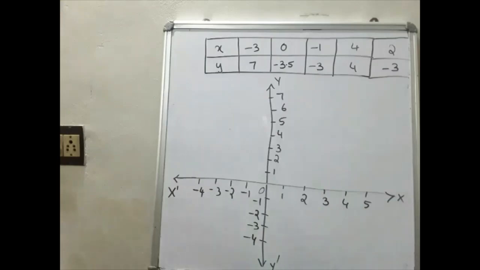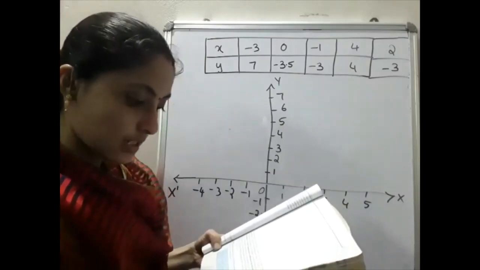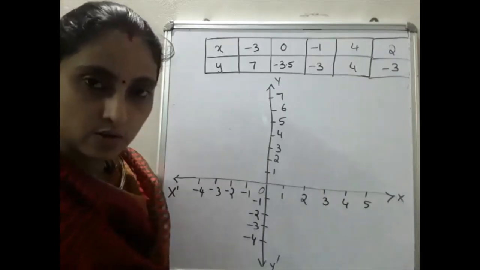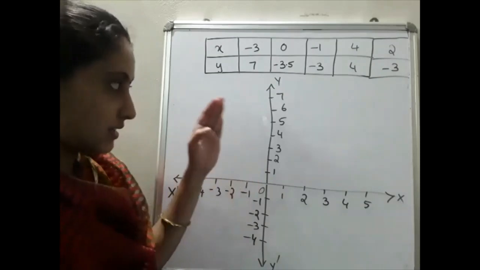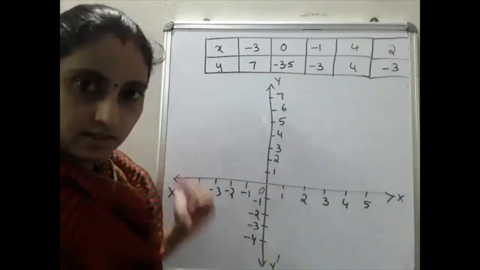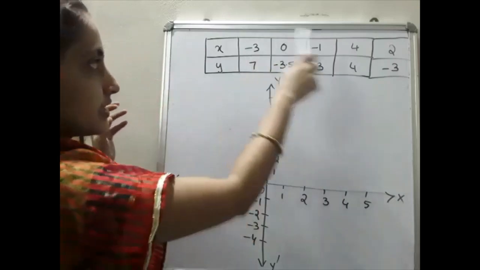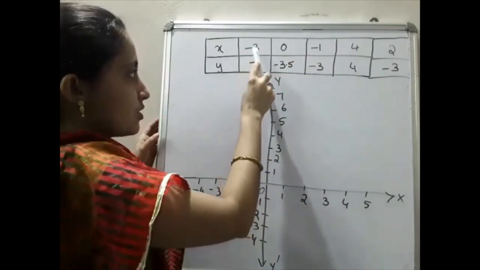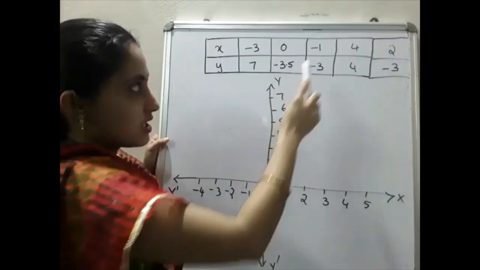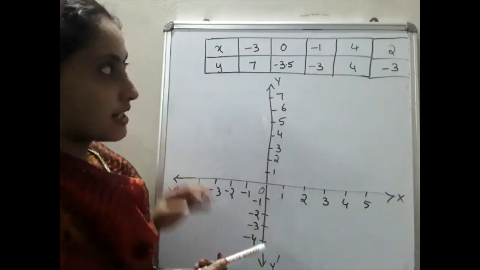Okay, listen here. The question is example 4: plot the following ordered pairs (x, y) of numbers as points in the Cartesian plane. Use the scale 1 cm equals 1 unit on the axis. So what you have to do is take a graph book and write the question on the ruled portion, and on the left side you have to draw the graph. Here the table is given, not coordinates, only a table. So that represents (-3, 7) as the first point, (0, -3.5) the second point, (-1, -3) the third point, (4, 4) the fourth point, and (2, -3) the fifth point.